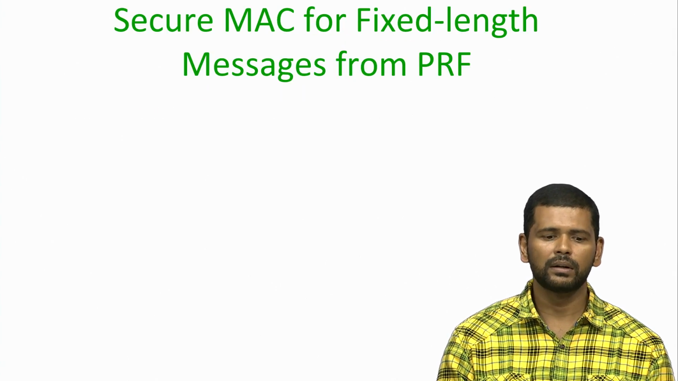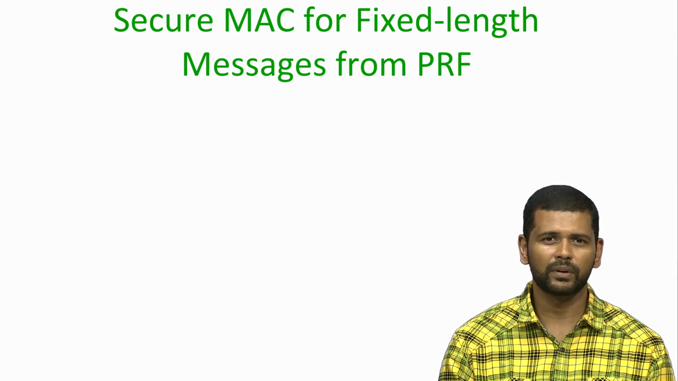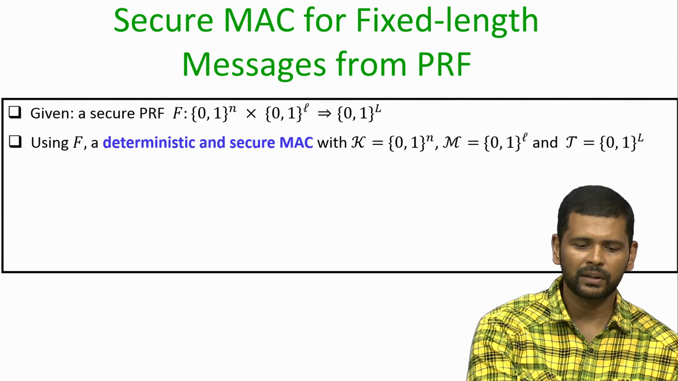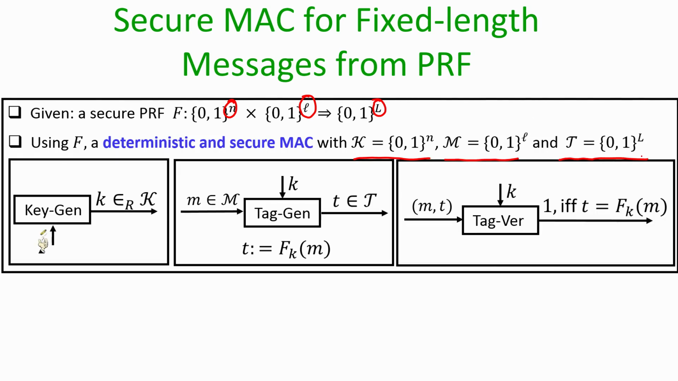So, just to recall, in the last lecture we have seen how to construct a message authentication code for fixed length messages using pseudo random functions. Assume you are given a secure pseudo random function with n bit key, little l bit block length and big L bit output size. Then using the pseudo random function we have seen how to construct a secure MAC where the key space is the set of n bit strings, the message space is the set of all little l bit strings, and the tag space is the set of big L bit strings.